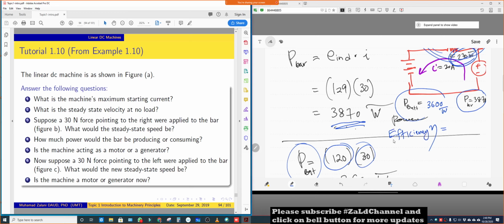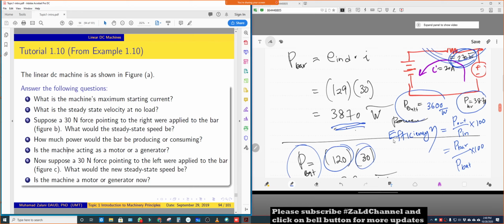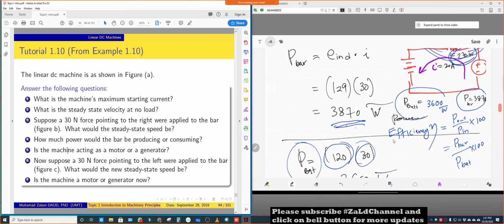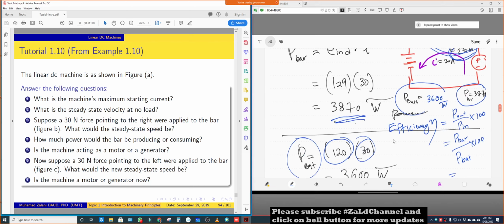The generator efficiency is P out divided by P in times 100, right? Okay. So P out is from the bar side, which is P bar, and P in is the battery, P bar, times 100.